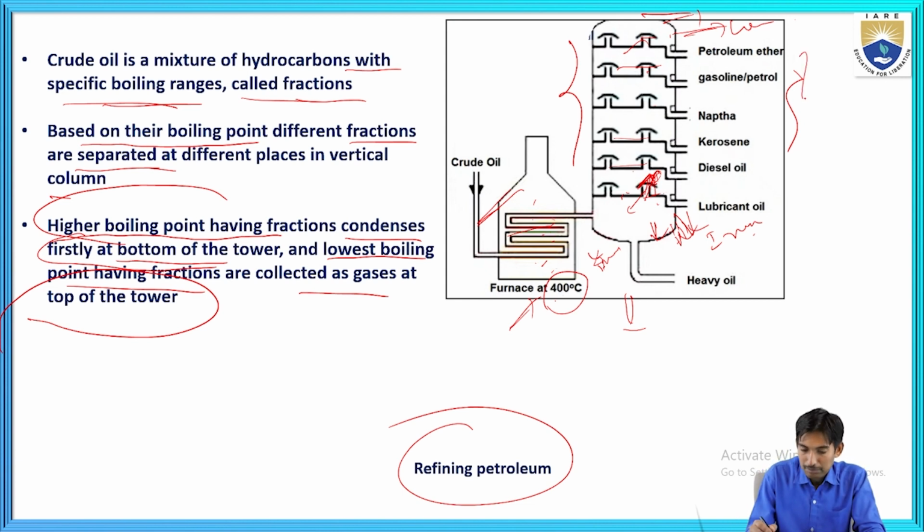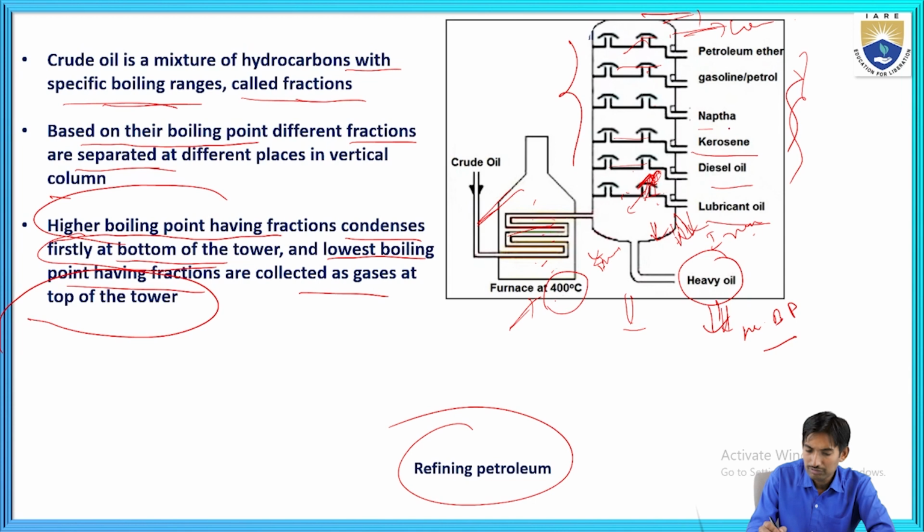This is the diagram of refining petroleum. In this fractional distillation of petroleum, we first separate heavy oil, which has a high boiling point, at the bottom of the container. Then next we can separate lubricant oil, then diesel, then kerosene, naphtha, gasoline or petroleum ether. This end is high in boiling point and this end is lower in boiling point. The lower boiling point fractions are collected at the top of the container, and the high boiling point fractions at the bottom.